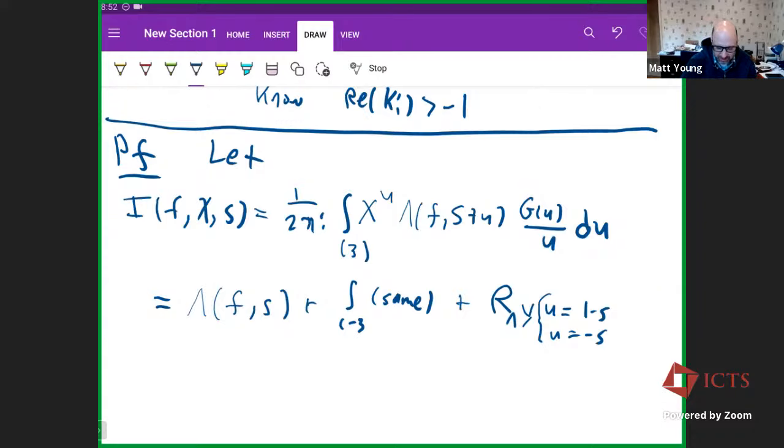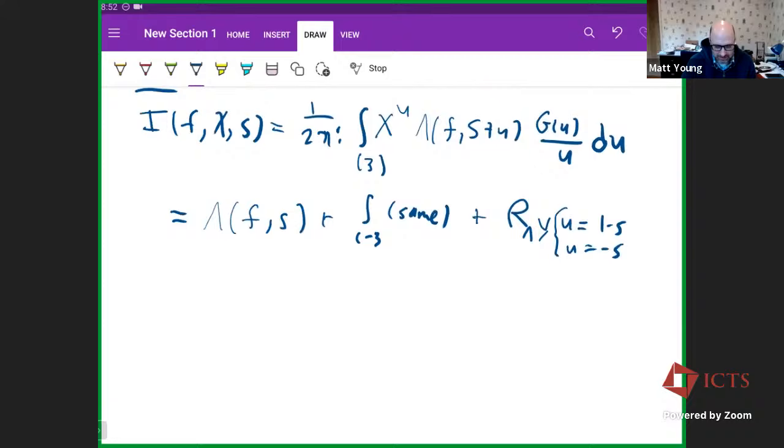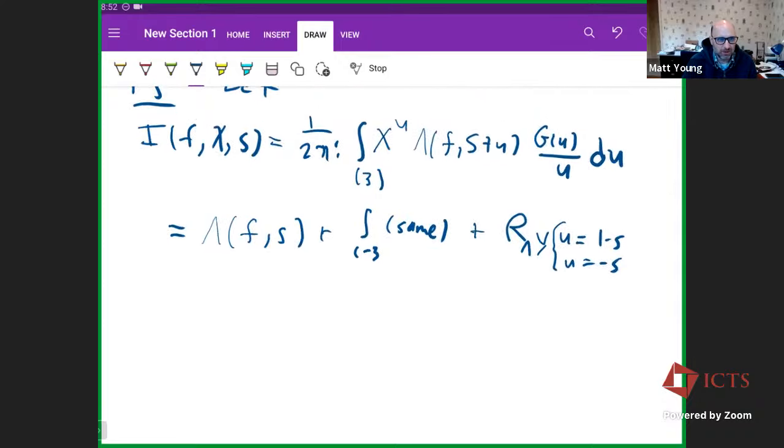So this is the residue at u equals 1 minus s and negative s. And the vast majority of the time, you can just ignore this. So I don't want to pay a whole lot of attention to it, because usually we're doing this for L-functions that are entire. And even if you do have the Riemann zeta function, which has a pole, for example, then often the residue term is still basically something you can ignore.